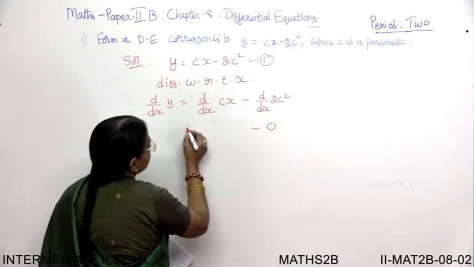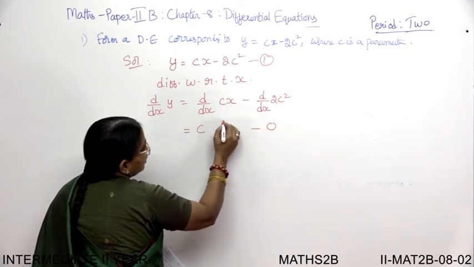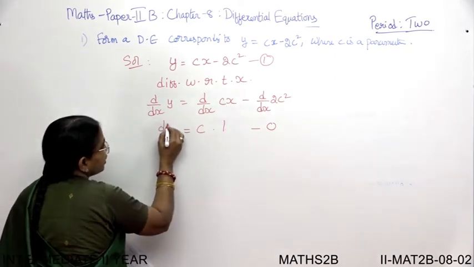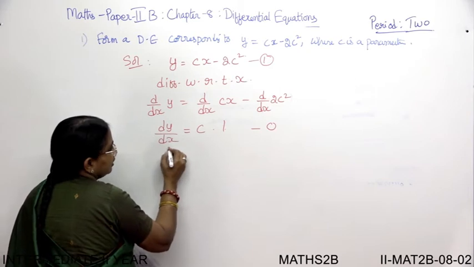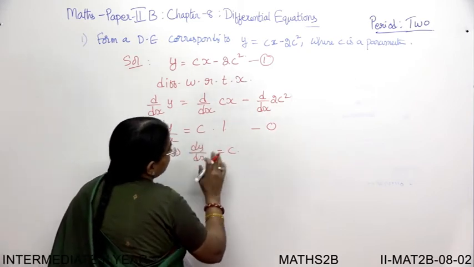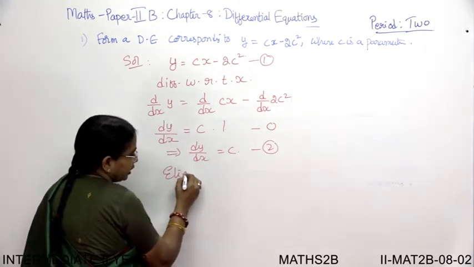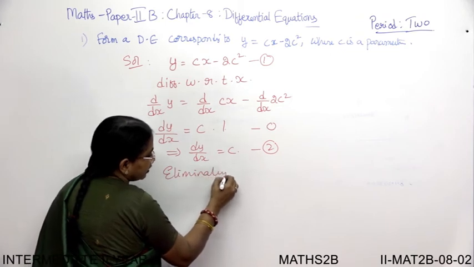So this is 0. And what is the derivative of cx? c is a constant, and the derivative of x is 1. So dy by dx is equal to c. That means you got dy by dx as equal to c. Now eliminating c from 1 and 2. How will you eliminate here?